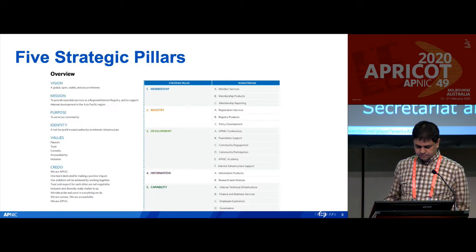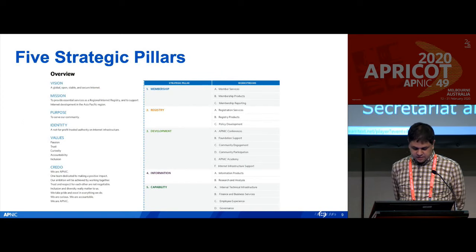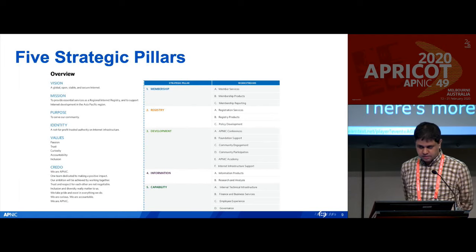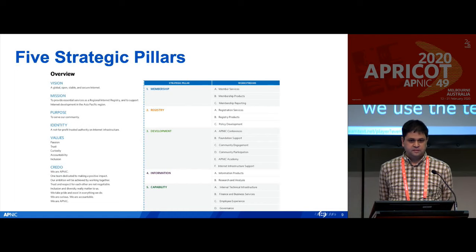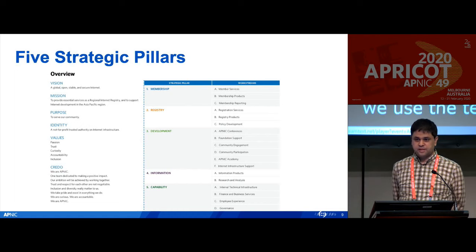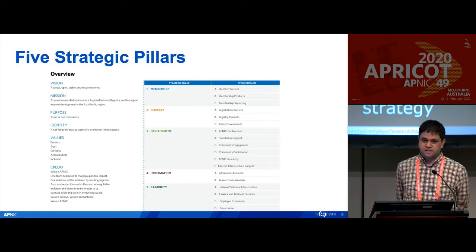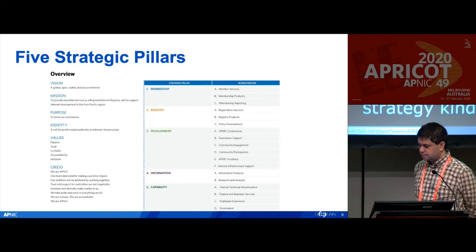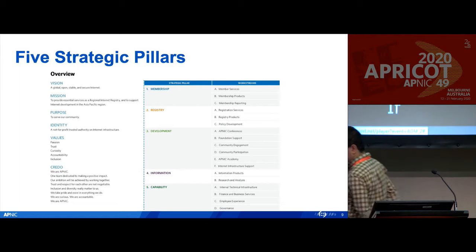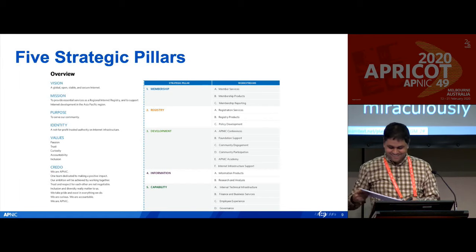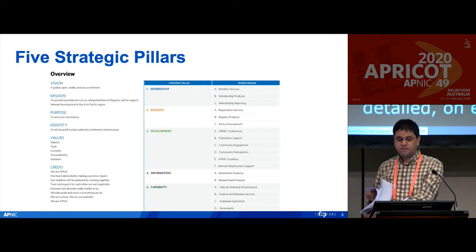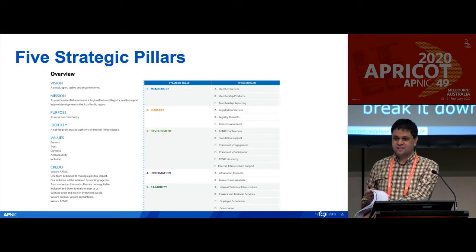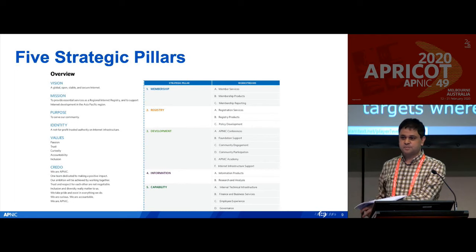There's more detail in there. This is what we call the strategy on a page, SOAP. We have the whole strategy visualized here in one page. If you go to the strategic plan, it's quite detailed. Under each of these high-level headings, we break it down all the way to specific targets within each of those strategic pillars.